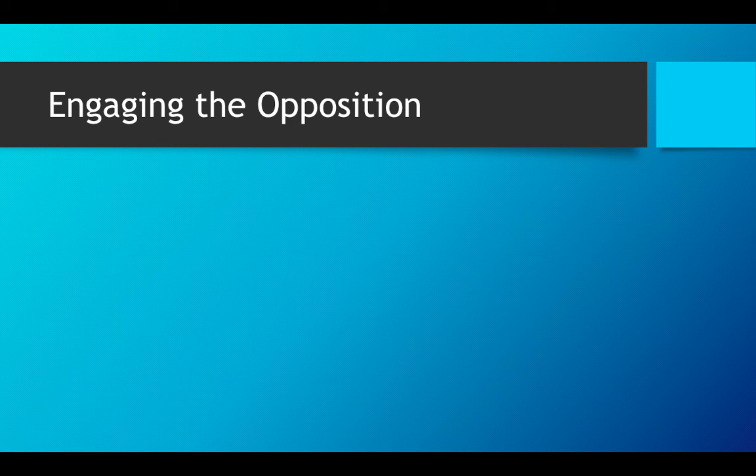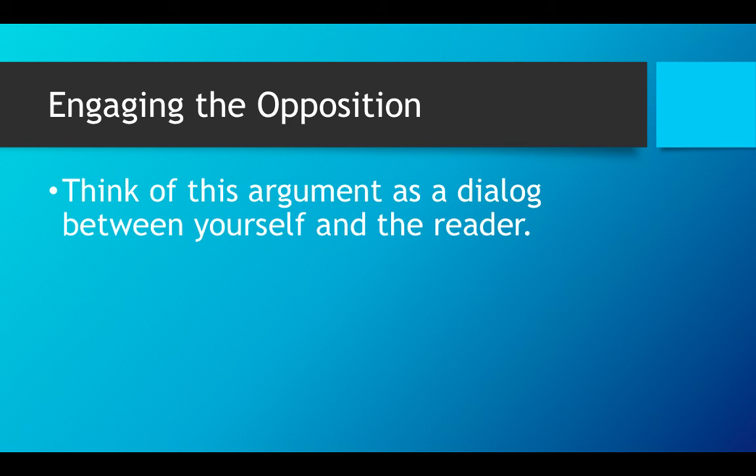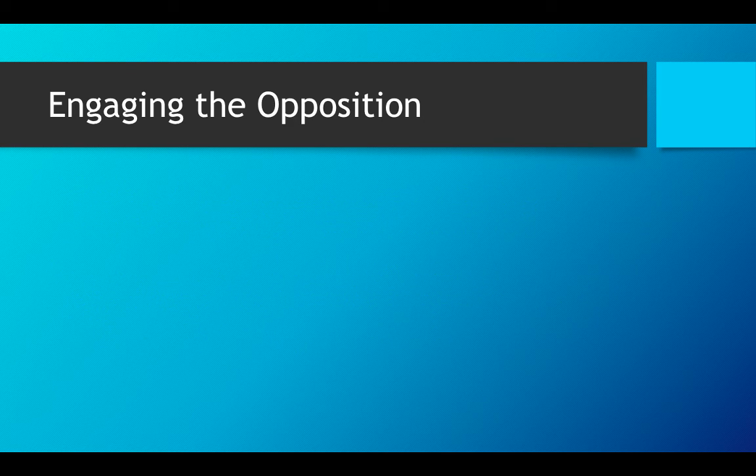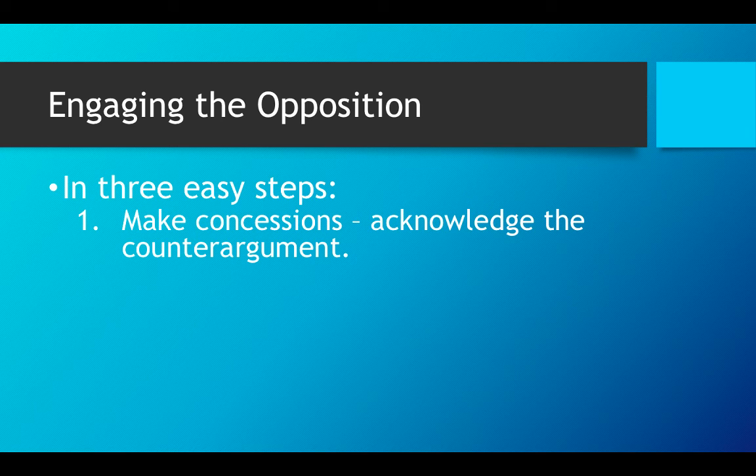Okay, and you've probably already figured this out, but this argument is really a dialogue between yourself and the reader. Again, anticipating what it is they're going to say, or their questions or concerns, their objections, will help further your argument. Okay? There are 3 things you need to do to engage the opposition, and everyone's paper should contain these 3 things. Number 1, you have to make concessions.